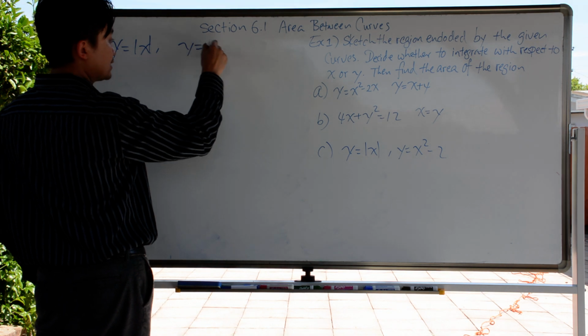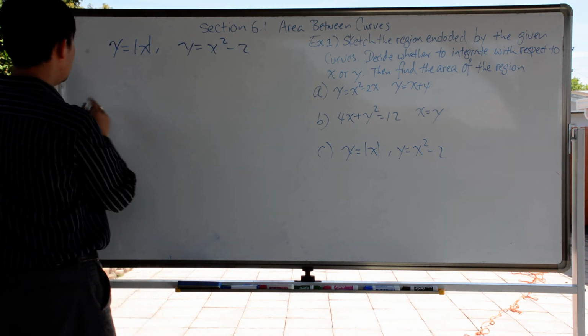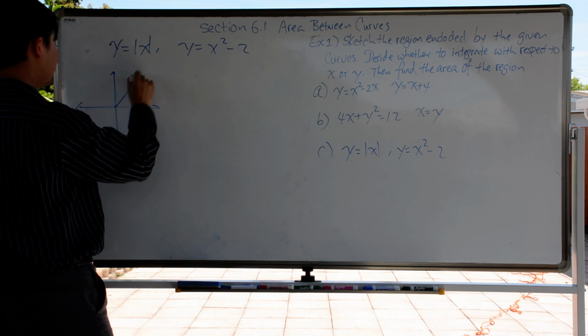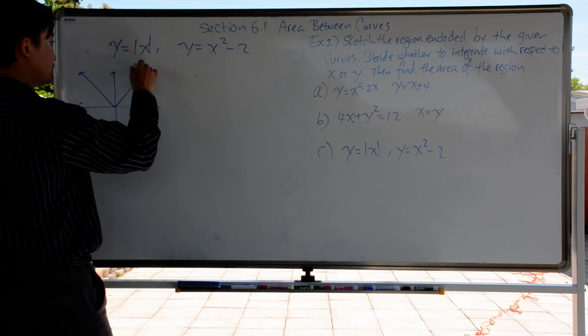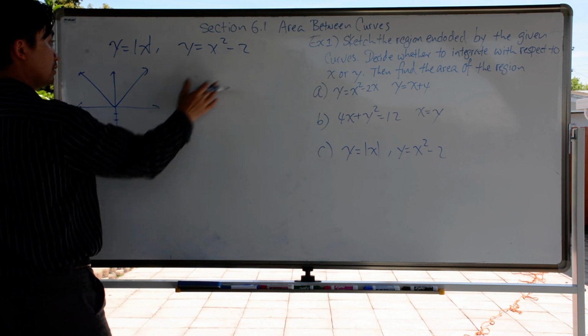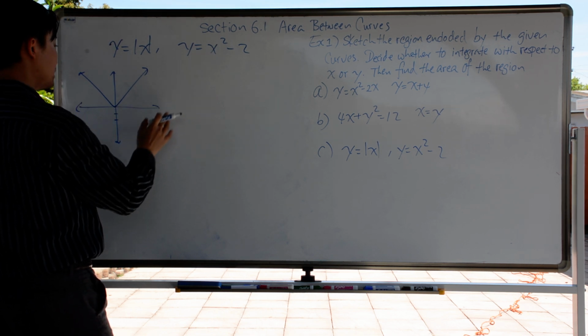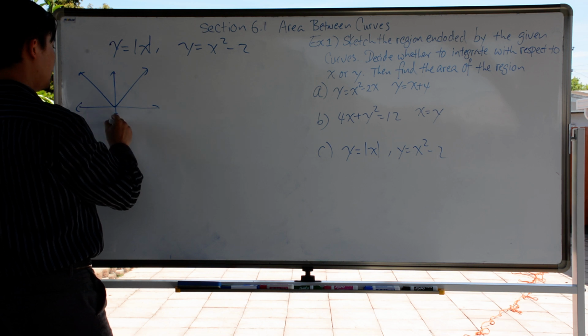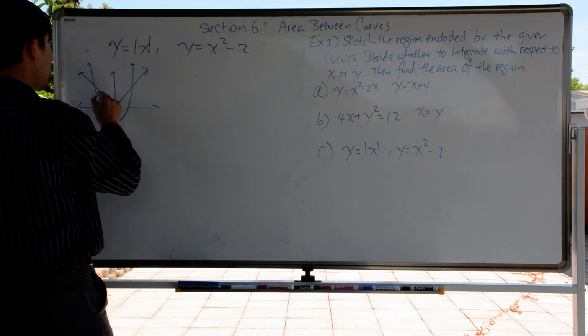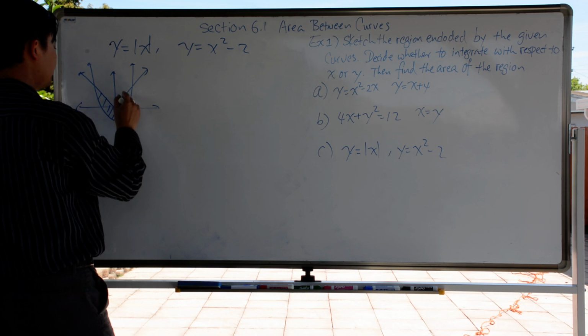And then y equals x squared minus 2. So absolute value of x, you may notice that it's a V-shaped curve, like this. And then x squared minus 2, so down 2, with the vertical translation. And then it's a parabola, so it's going this way, going that way. So one thing that we notice, it's an even function.